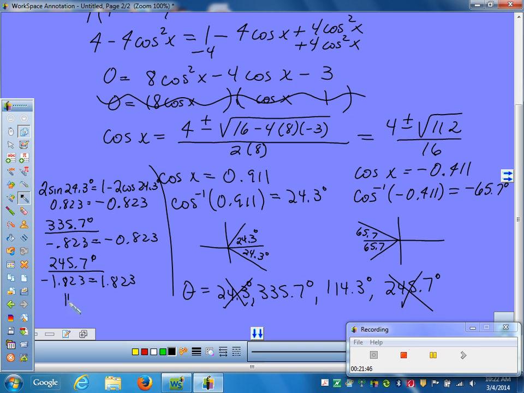114 doesn't work either. But 114 should both be positive 0.823. Were they both positive? Not again. Okay.